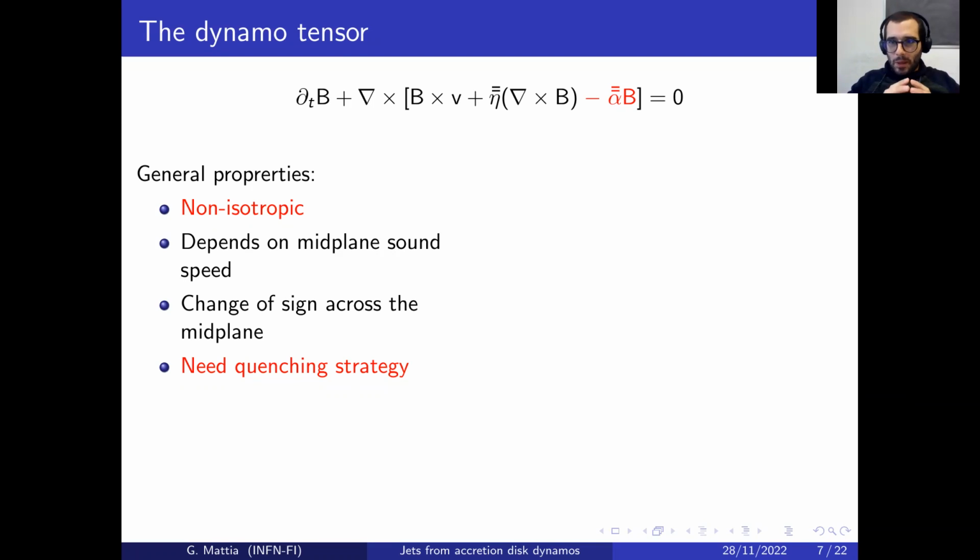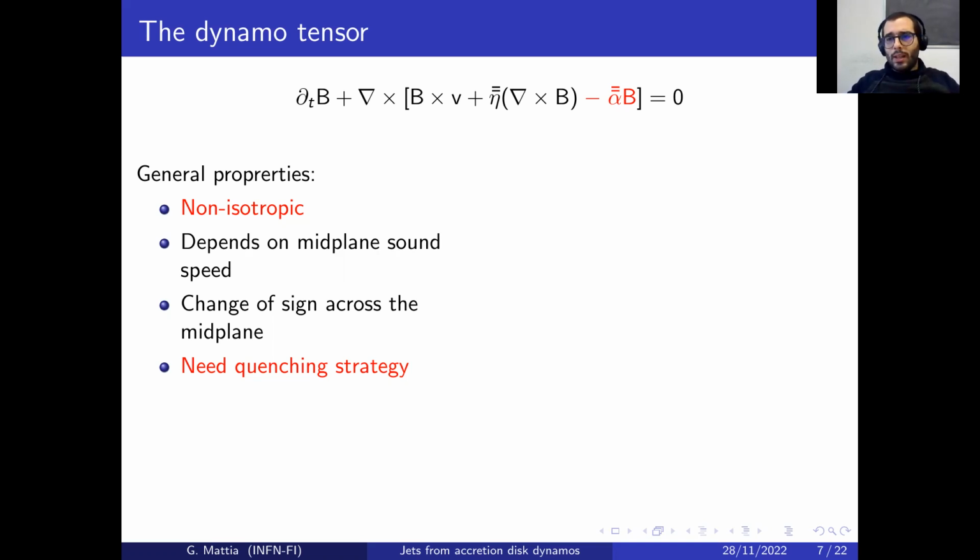So a very important thing, a key point, is that we have to try to model the dynamo in the most consistent way, so we can actually have a direct link with the direct simulations and with the turbulence that we're trying to model. We know from previous investigation of analytical and numerical models that the dynamo tensor has some properties. For example, in principle it is non-isotropic, so the components of the tensor are not the same at all.